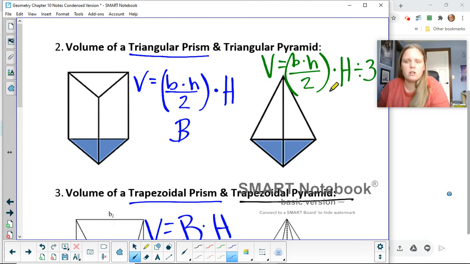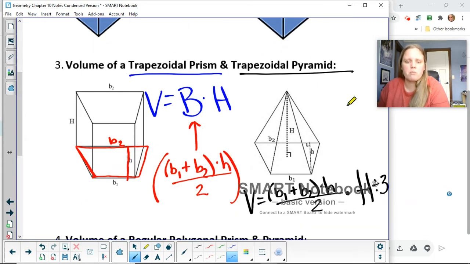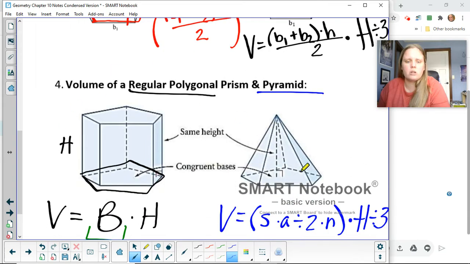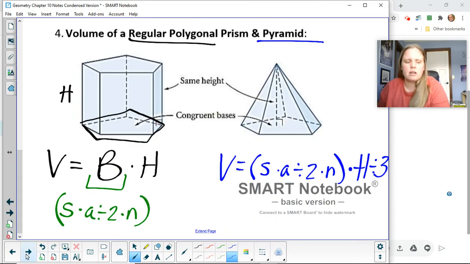If the base is a triangle, you'll use these ones. If it's a trapezoid, use these ones. If it's a regular polygon, use these ones. And then the rectangle square would be that first example.